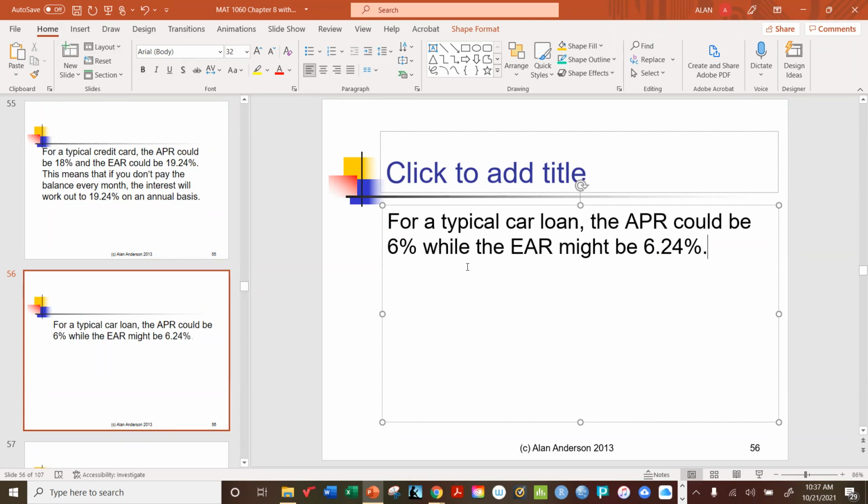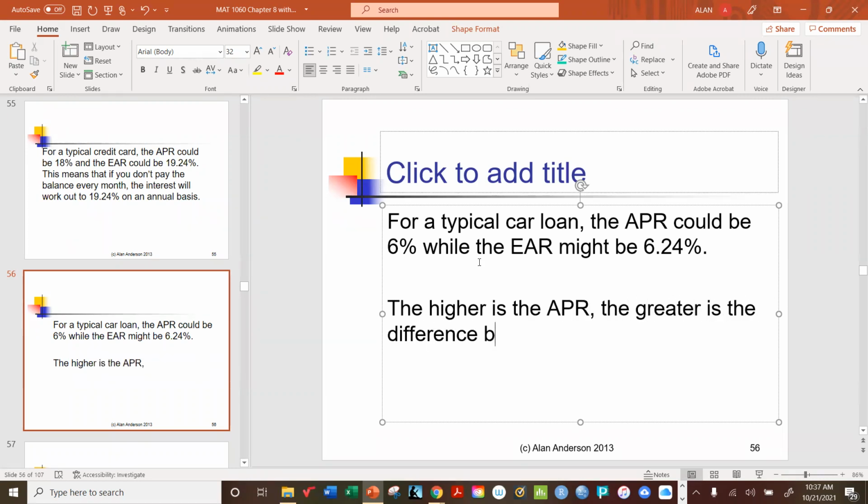You notice the difference now is only 0.24% instead of 1.24%. So what this tells us is that the higher the APR, the greater the difference between the APR and the EAR. So you've got to keep an eye on that.